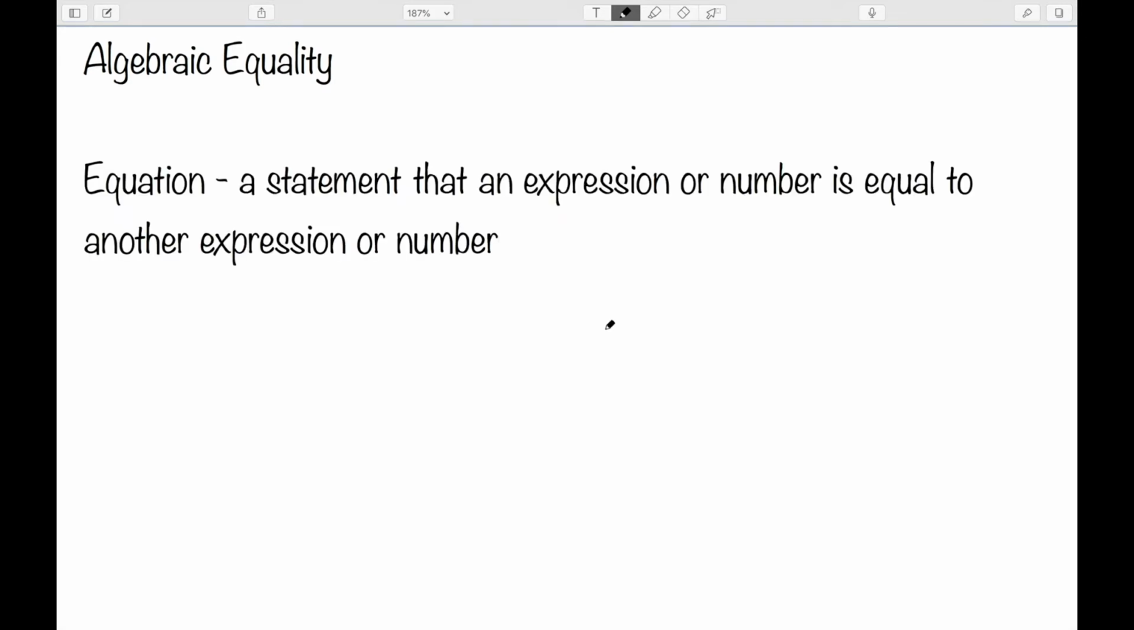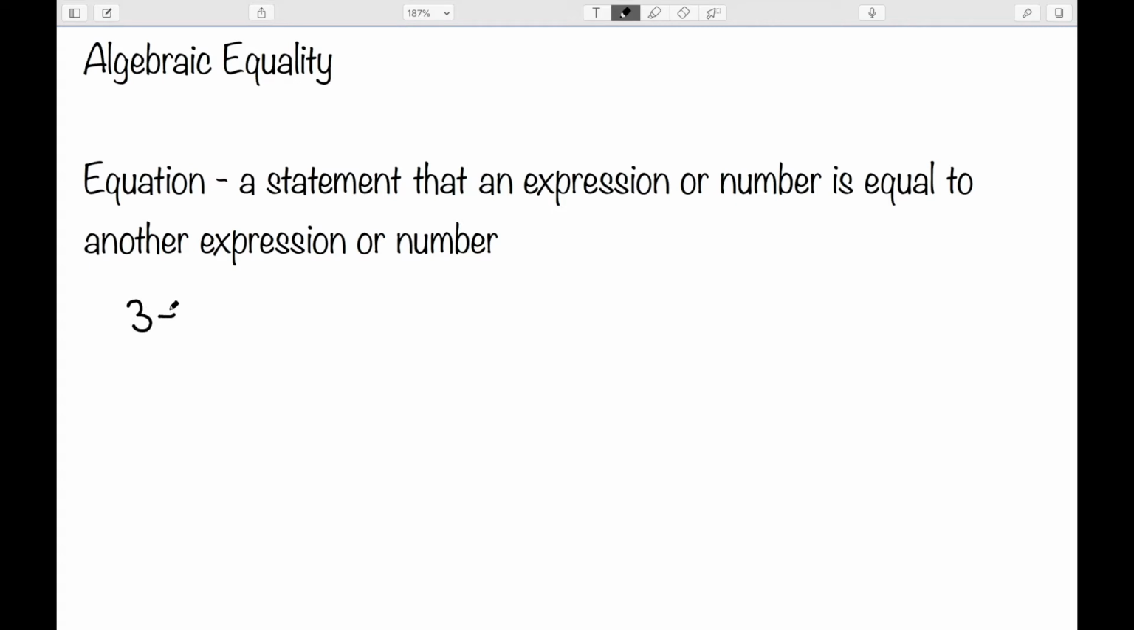In this video, I want to start talking about algebraic equality and equations. Equations are a very major idea in math. They're used throughout math in all topics and at every level. Equations arise when we have two different ways to express the same amount. An equation is simply a statement that an expression or number is equal to another expression or number.